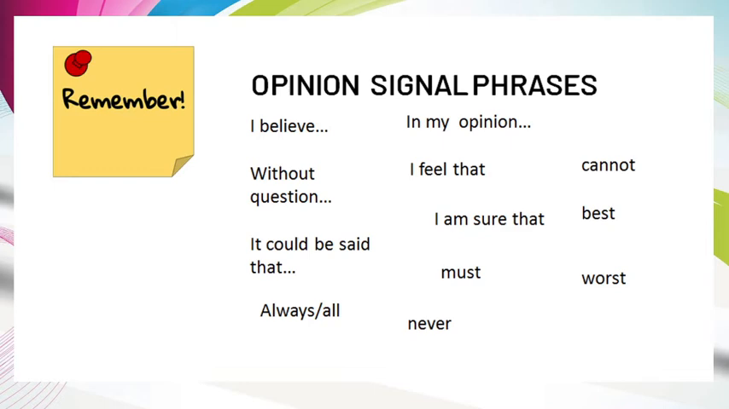So just remember that when we are stating an opinion, we use the following signal phrases like I believe, in my opinion, without question, I feel that, cannot, best, I am sure that, it could be said that, always or all, must, never, and of course, worst. So remember those opinion signal phrases.